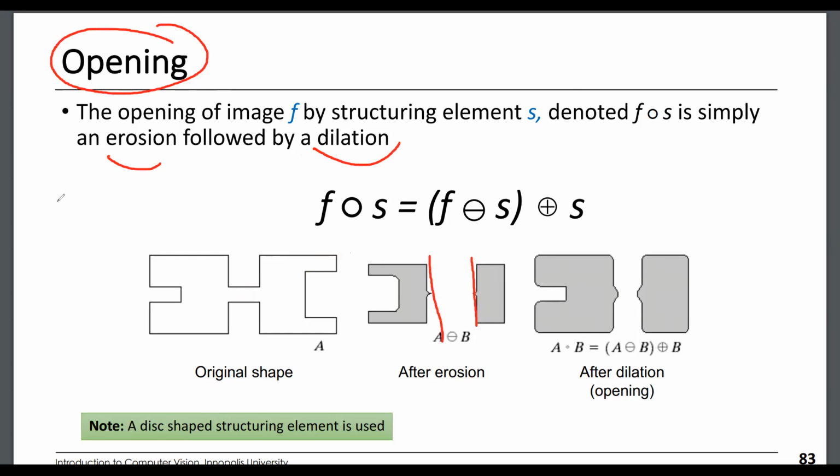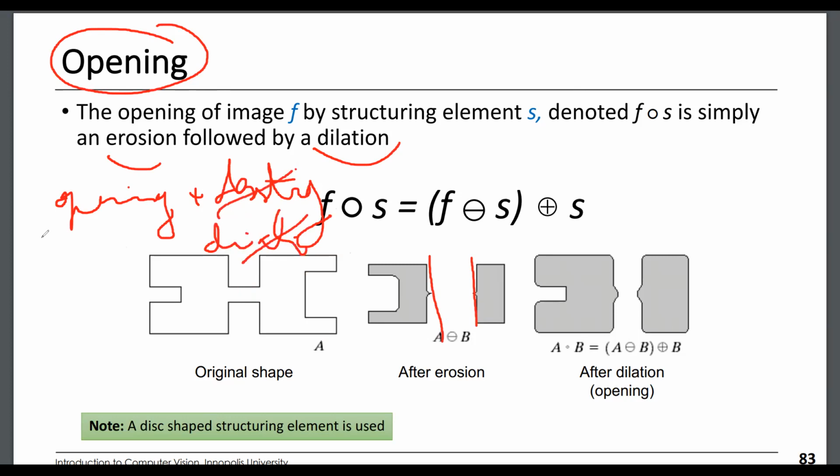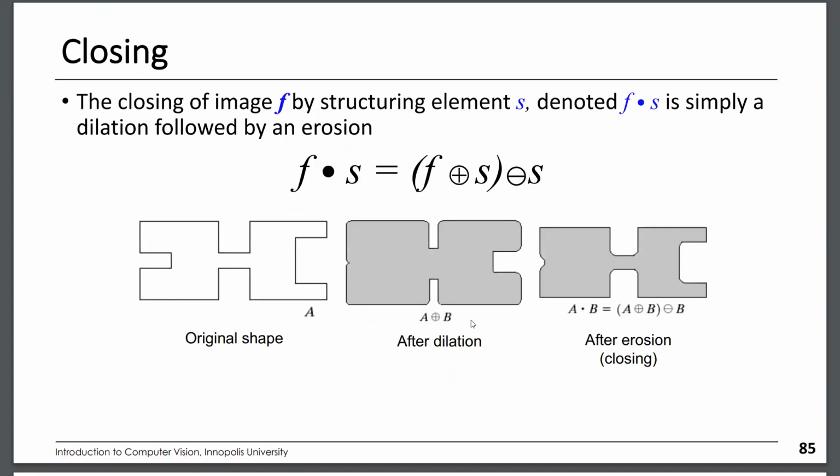And this gives you only the opening, right? So erosion does opening plus destroying the object. So we fix this destroying part by adding the dilation. And they take away each other and you get only opening. So this is how opening is done. This is just an example of opening.